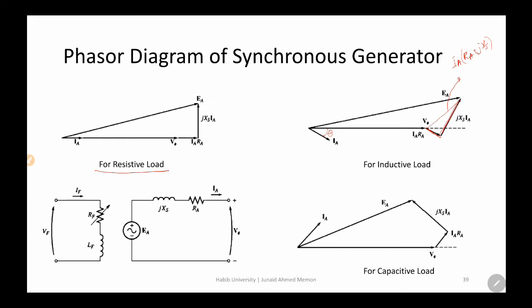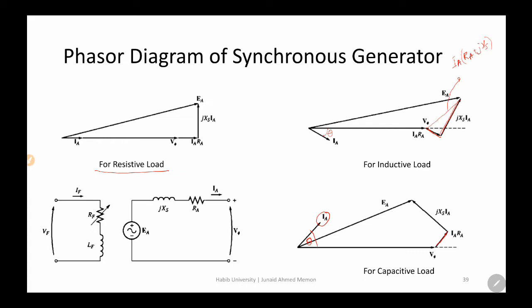And similarly you can do the same thing for the capacitive load. In a capacitive load, the current leads the voltage. So your IARA component will now be in phase with the IA. Then you will add the IAXS component, which will be 90 degrees to the IARA because of the J term, and then you can add the vectors and you will have the phasor diagram for the capacitive load. Okay, so these are the basic phasor diagrams.